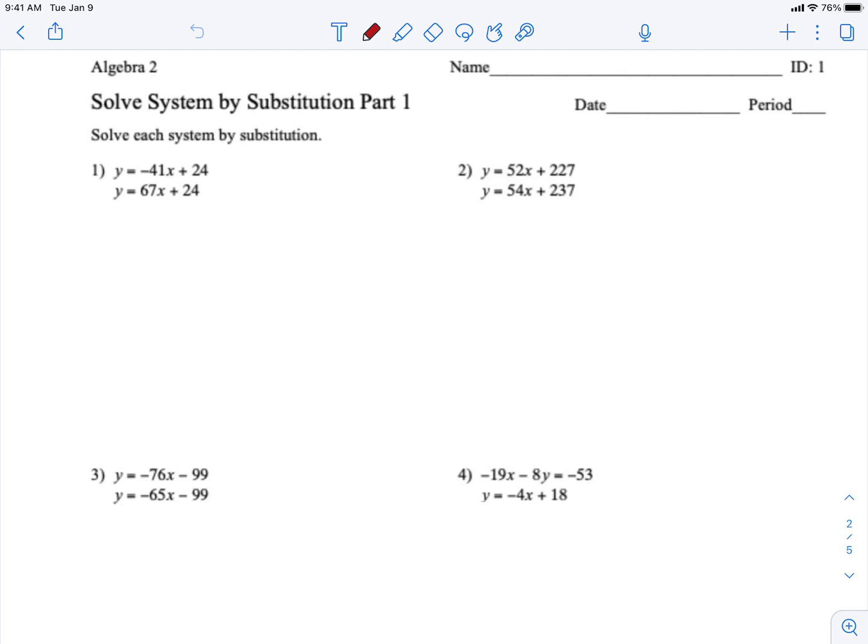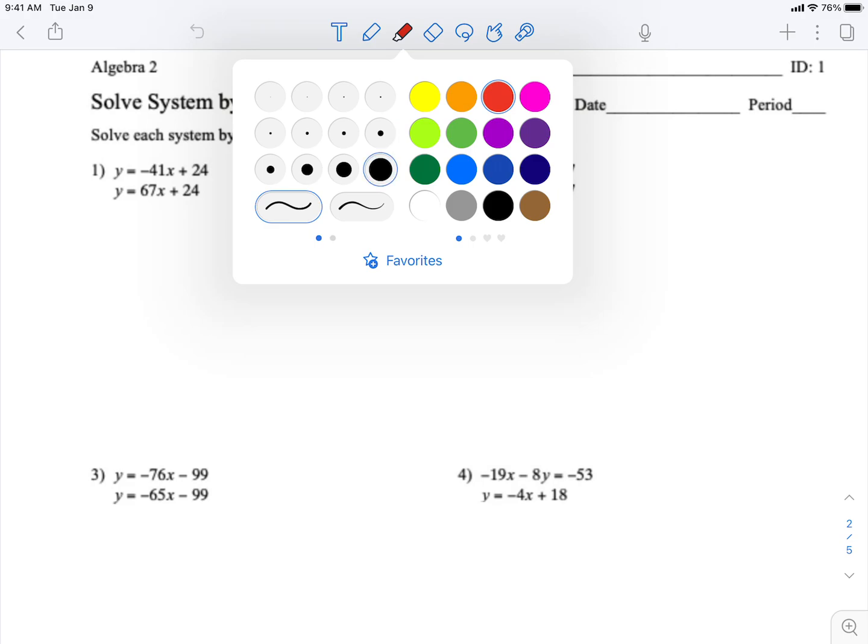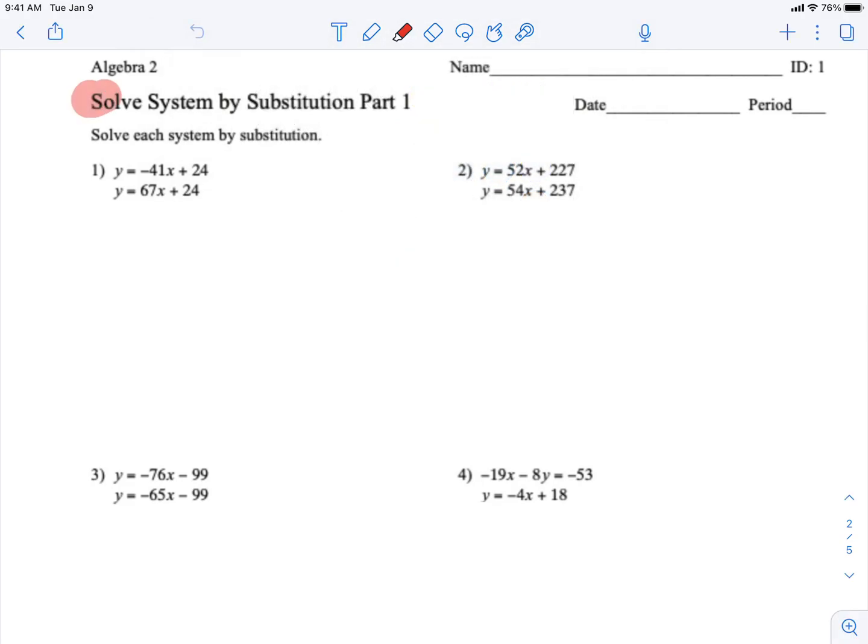Okay, everyone, make sure that you have paper and pencil out, ready to copy everything down that I'm about to do right now in order for you to get credit for this assignment. All right? So we're going to identify the name of the assignment, which is Solve the System by Substitution Part 1. And we're going to solve each system by substitution.